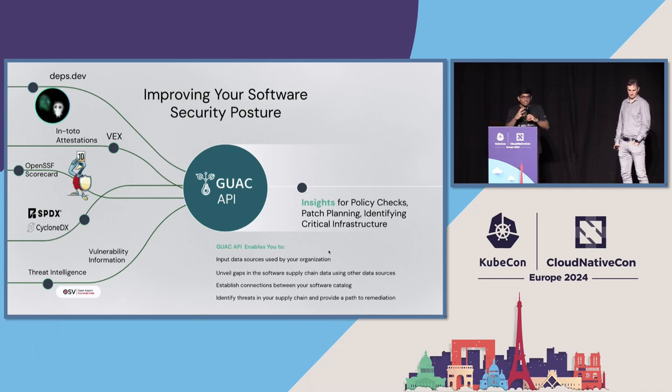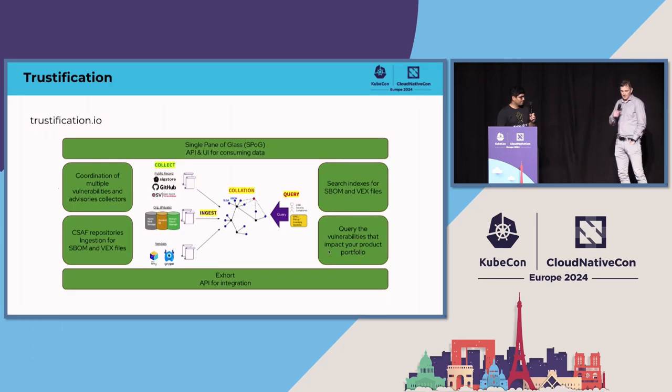So all this information gets combined, and you can use it for policy checks, for patch planning, or to understand what's critical in your infrastructure. It's a very pluggable system. These are the things that we started out with, and then we want to go forward. If there are more pieces that you need to understand the environment, you can always add more and more integrations into it.